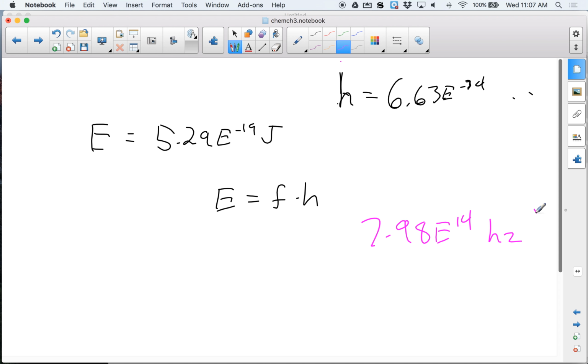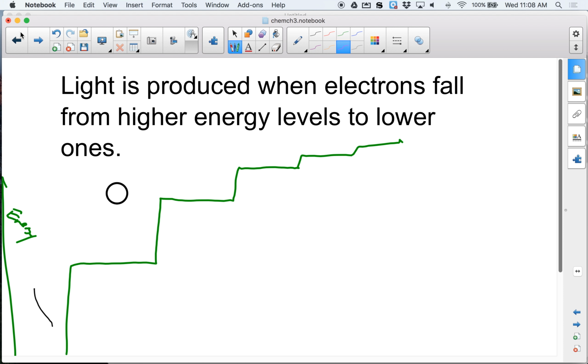As I was saying, what we have to do with this then is figure out what type of light this is going to be. If we have light with a frequency of 7.98 times 10 to the 14th hertz, what type of light is that going to be? Let's go back to our chart. Are we going to have to memorize that chart? No.